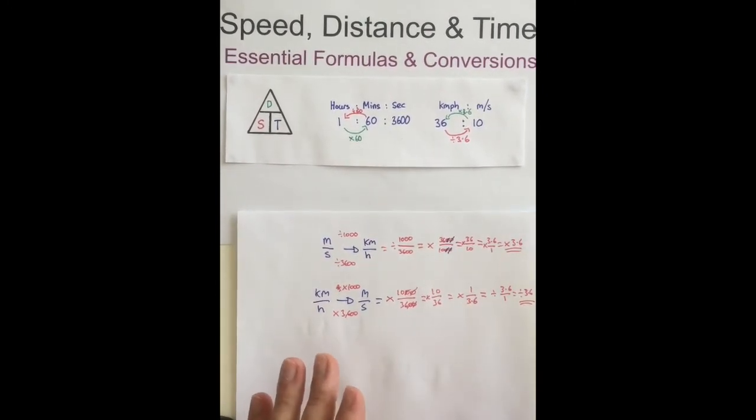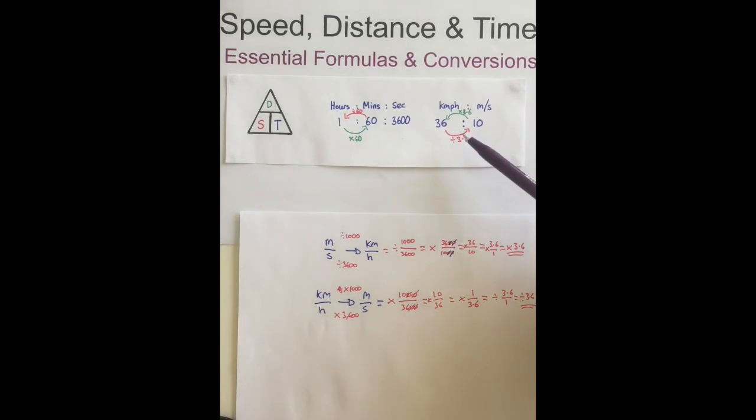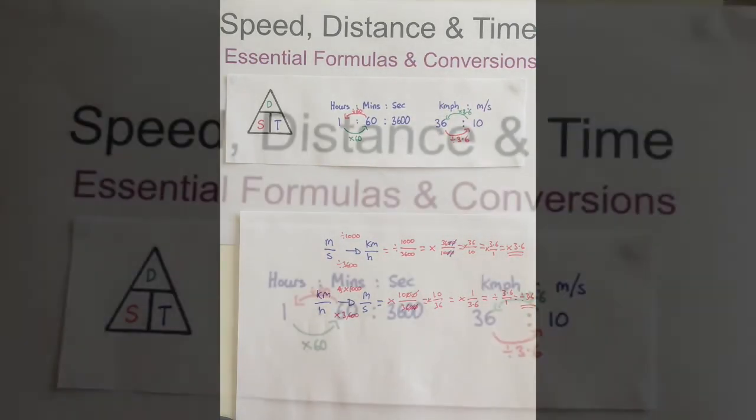Very complicated to have to work it out from that. In an exam, if you had to do that, you'd be wasting loads of time. So you really have to just remember that the conversion is 3.6, and going from kilometers per hour to meters per second, you're dividing, and meters per second to kilometers per hour, you are timesing by 3.6.